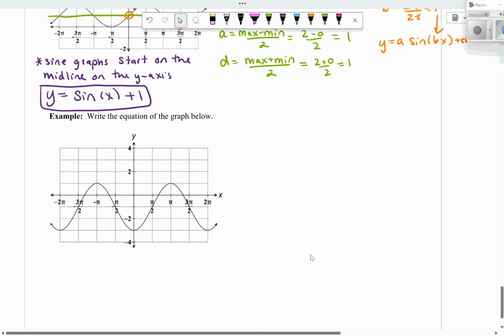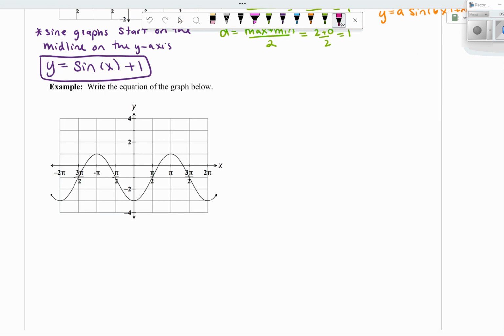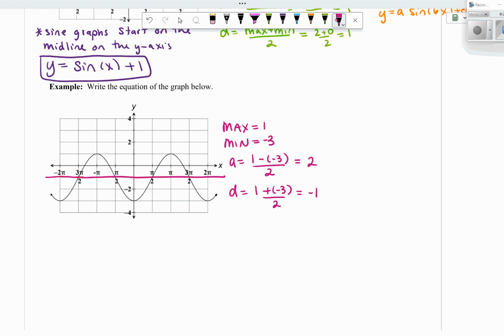Let's do the next one. For the next one, same thing. We have our maximum, which is 1, and the minimum, which is equal to -3. And so the amplitude is the maximum minus the minimum divided by 2, which gives us 4 over 2, which is 2. The midline is the maximum plus the minimum divided by 2, the average again. So this would be -2 over 2, which is -1. So if I draw my midline in here, I can count up 1, 2 for the midline and down 1, 2 for the midline for my amplitude.